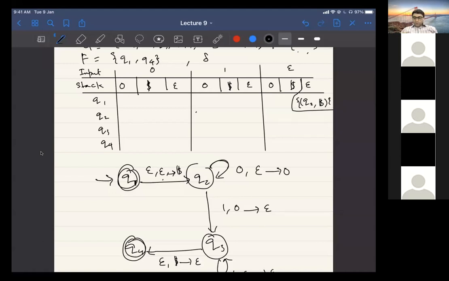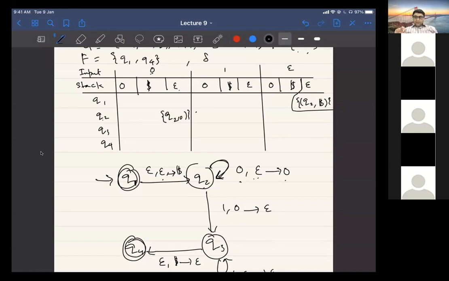Now we need to mention which transition is over here. So this transition starts in Q2, ends in Q2. It reads zero, so this must be zero. And it assumes nothing on the stack and it pushes zero. So let's find out where is zero and epsilon. So this zero is here and epsilon is here. So it goes to Q2 and it pushes zero.